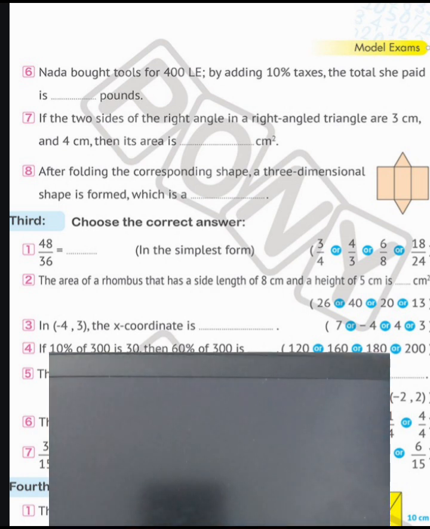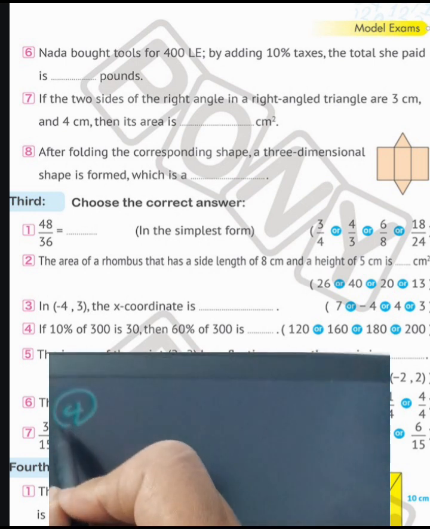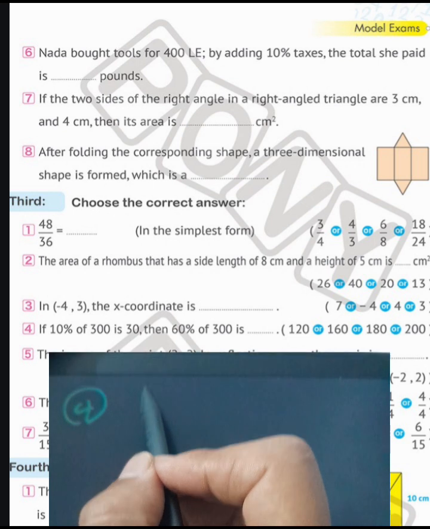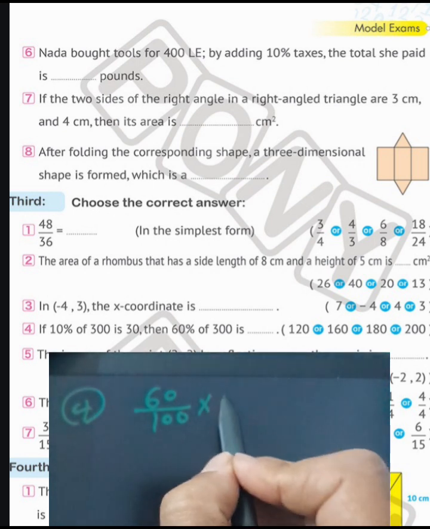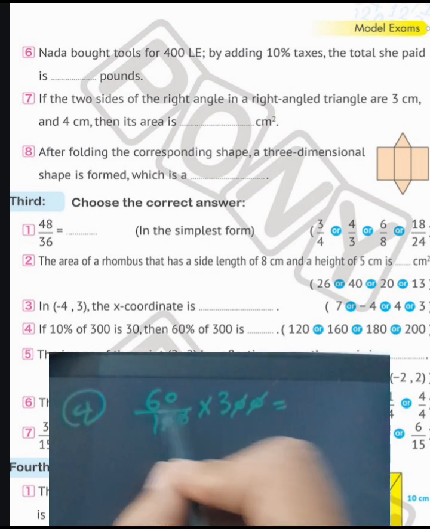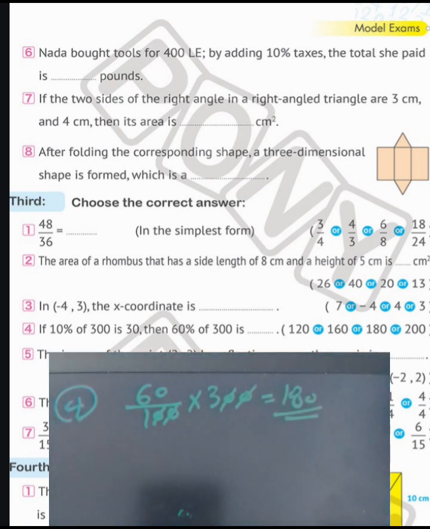Question number 4. If 10% of 300 is 30, then 60% of 300 equals what? 60% means 60 over 100 of the total number 300. We cancel the double zero by the double zero, and 3 times 60 equals 180. Okay, the result will be 180.